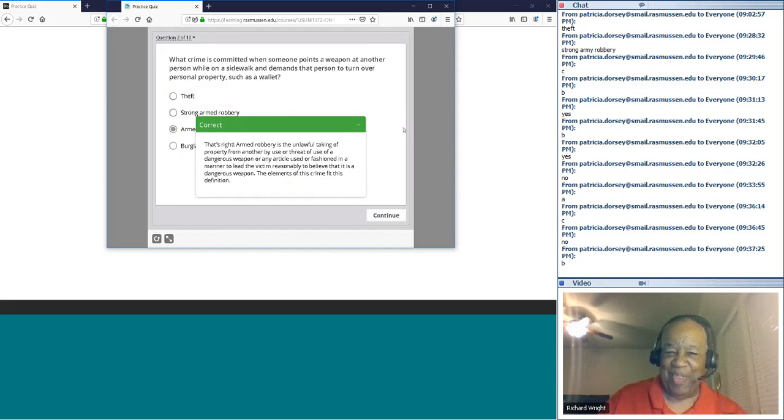Because remember, it says they point a weapon and demand. So, by use of threat or force of a dangerous weapon, it fits that. But strong arm robbery is if they, like the example of snatching the purse. That's strong arm robbery. All right.